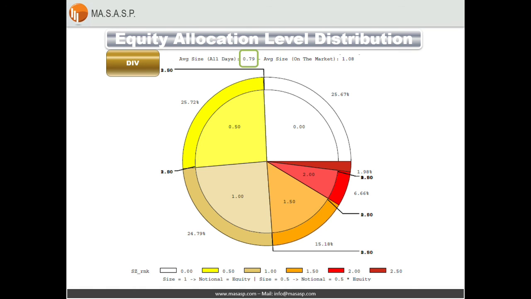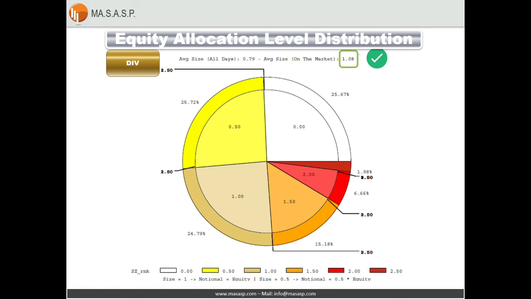At last, we come to the pie chart presented at the beginning of this video, representing the size distribution over time. The figure on the top, highlighted in green, represents the average size by calendar day. That accounts for the 365 days in a year. Besides, we have a refined estimate, which accounts just for the market days. Let's have a look at the figures.